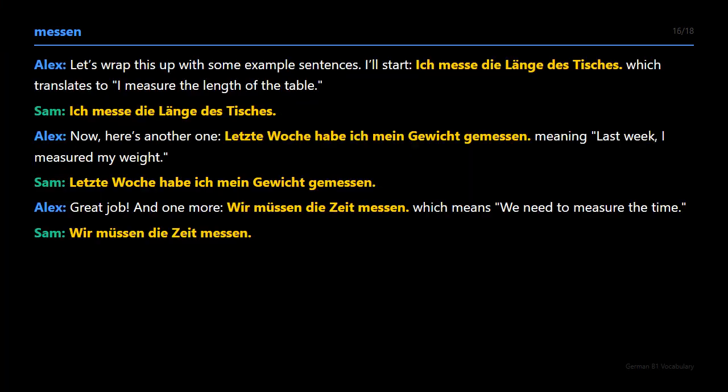Let's wrap this up with some example sentences. I'll start. Ich messe die Länge des Tisches, which translates to I measure the length of the table. Ich messe die Länge des Tisches.